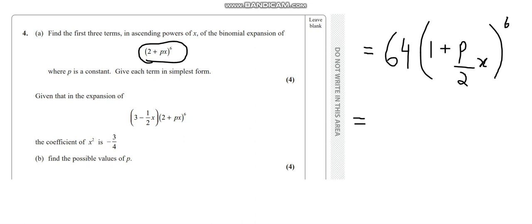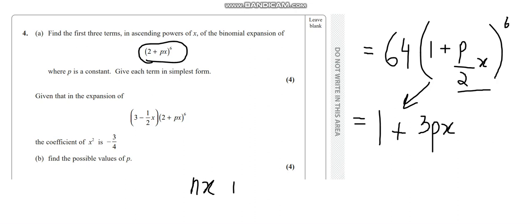To expand this, I'll give you a very easy trick. The very first term of any binomial expansion is 1, so you can remember it. I'll take 64 out first. So the first term is 1. Then the formula changes. The second term is n into x, and our x is the second value in the bracket, p/2 x. So that becomes 6 into p/2, which is 3px.